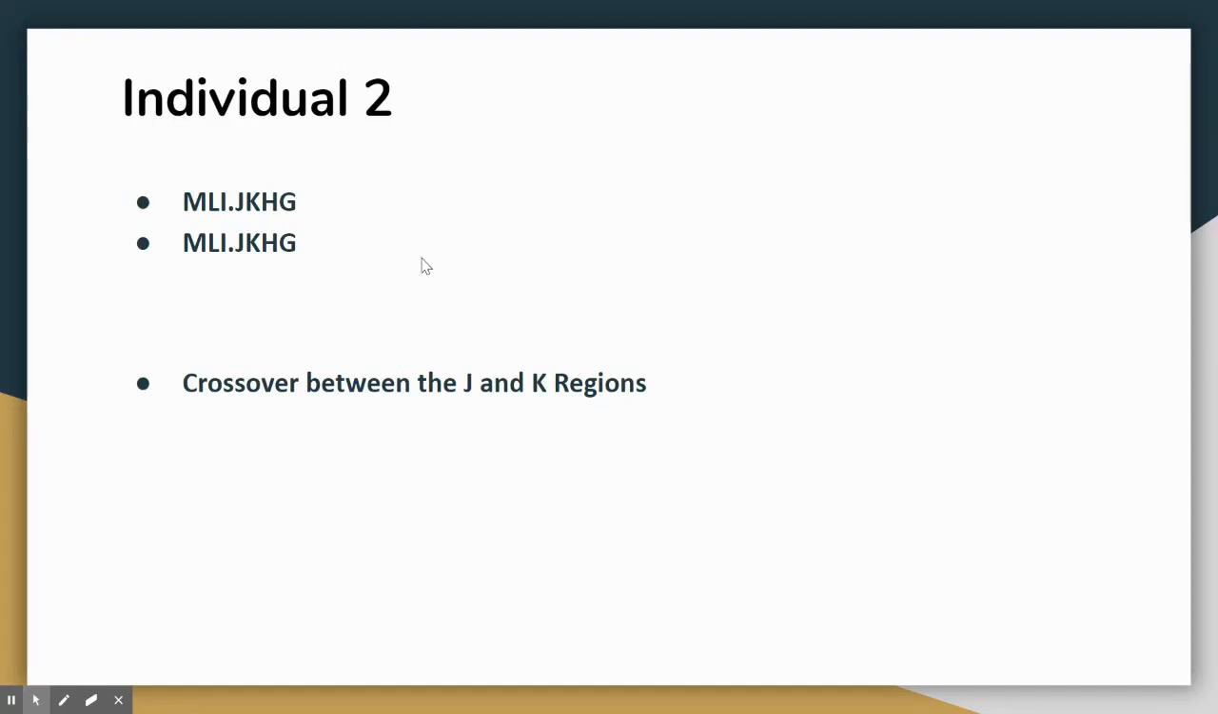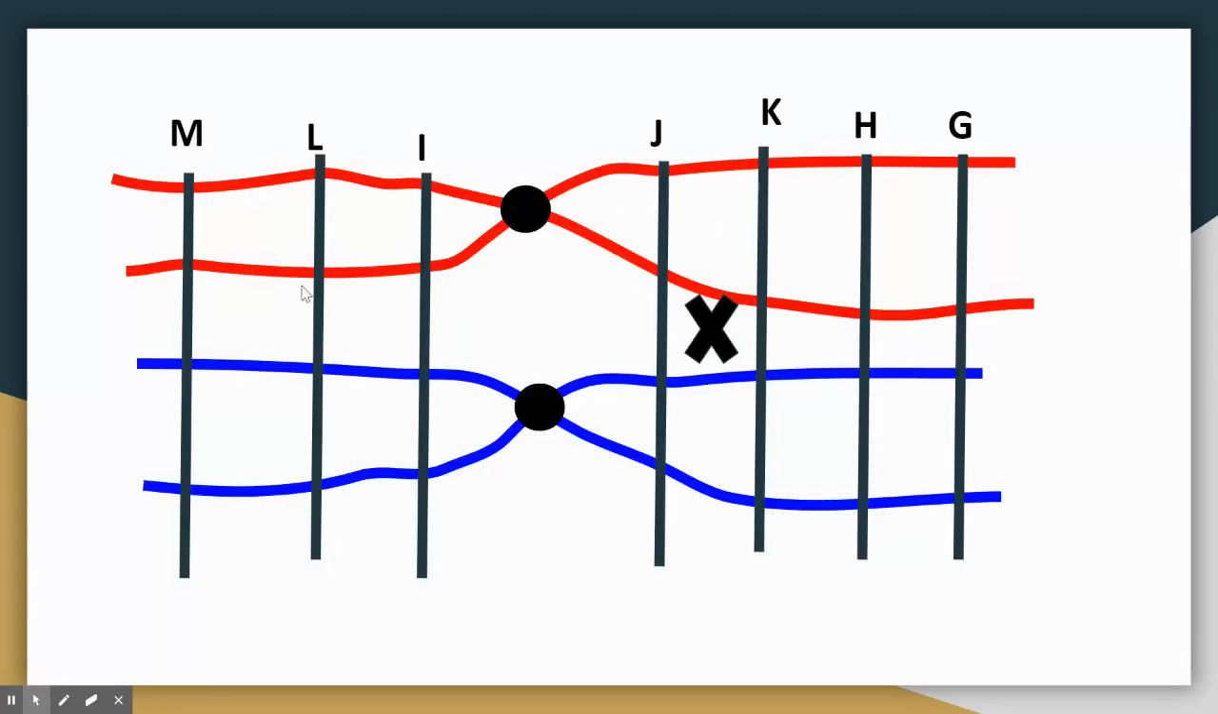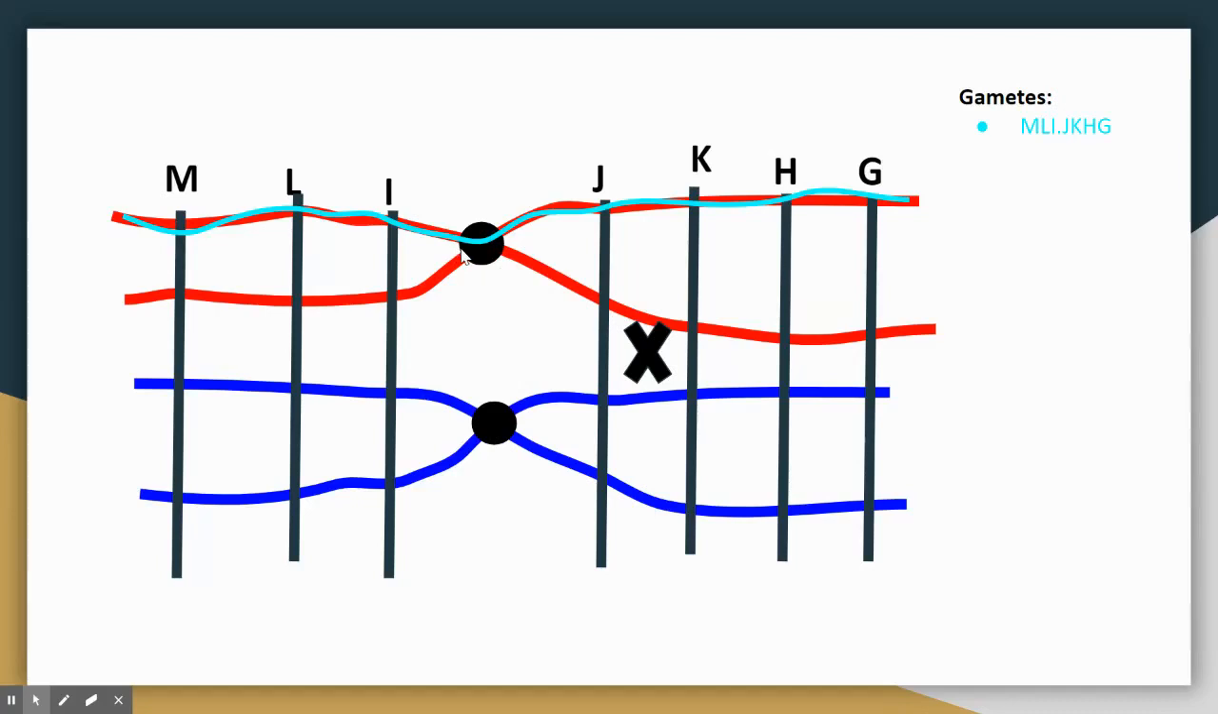So next, let's look at the second individual. They're just crossing over in the J and K loci again, but these are two homologous chromosomes. So as you can see, two homologous chromosomes. So first one, we have a normal gamete, MLI, centromere, JKHG. And then the second one, we do have crossing over between the J and K again. It goes from red to blue. And same thing here, just reverse colors, blue to red with this pink line. And then our final one is similar to our first gamete that we pulled away.